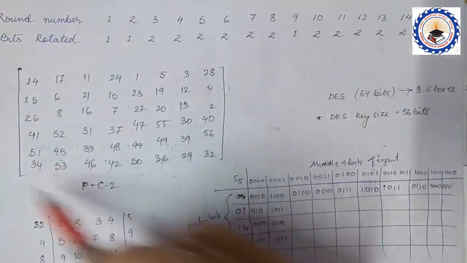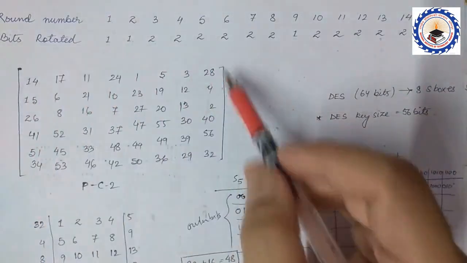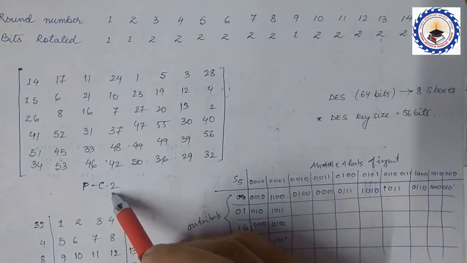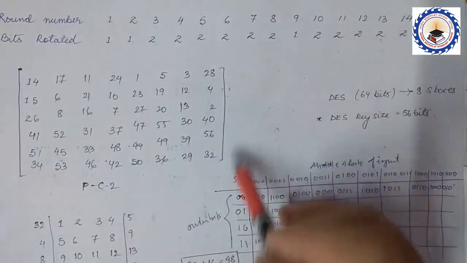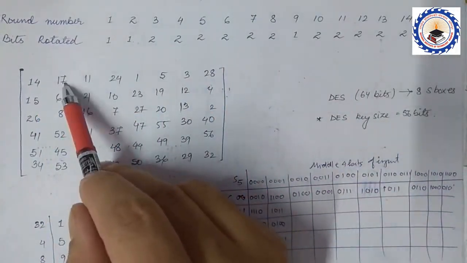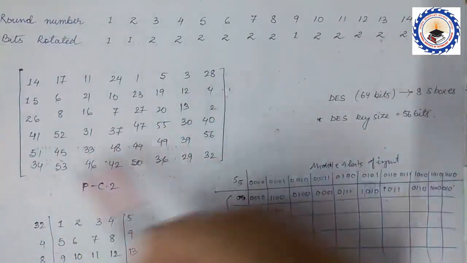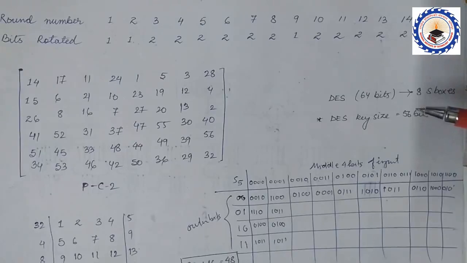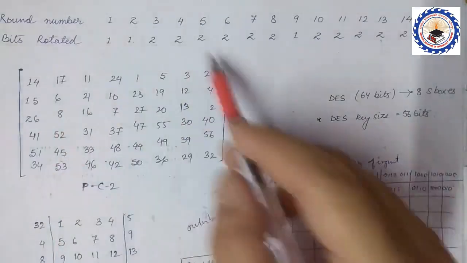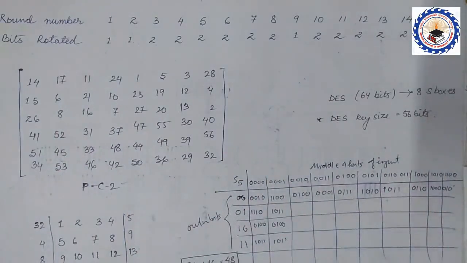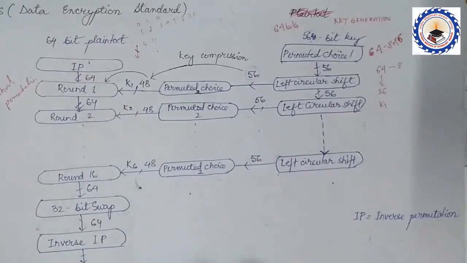If you look at this diagram, this is the permuted choice 2. Like this, we also have the permuted choice 1. They arrange the 56 bits, and the 14th bit will come first, the 17th bit will come second, and so on. According to this, we fill in the bits. These tables are predefined. Since we cannot remember all their names, we go by the nomenclature PC1 and PC2, the permuted choice 1 and permuted choice 2.